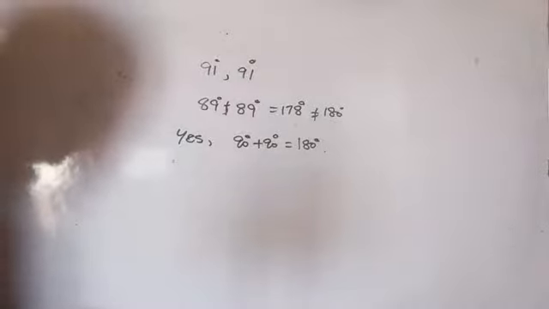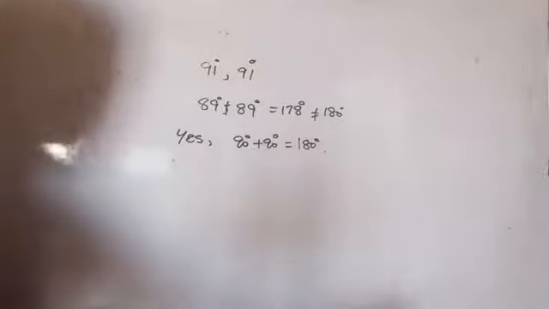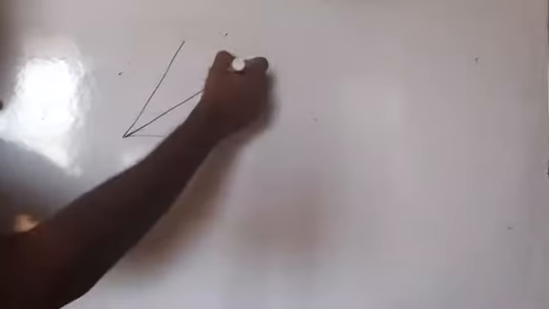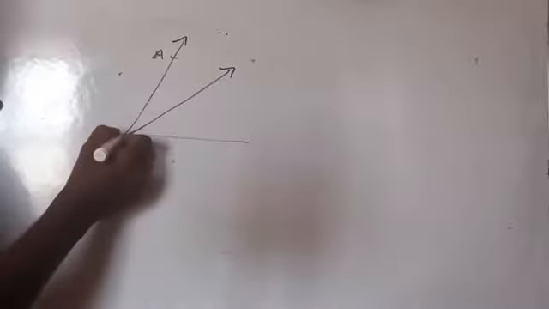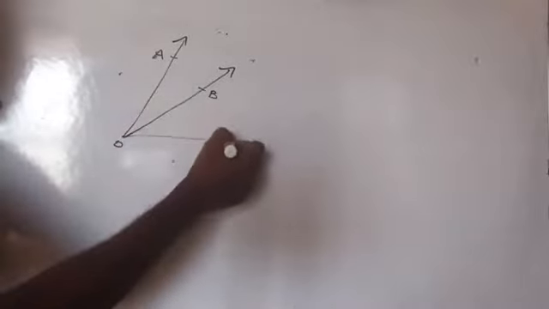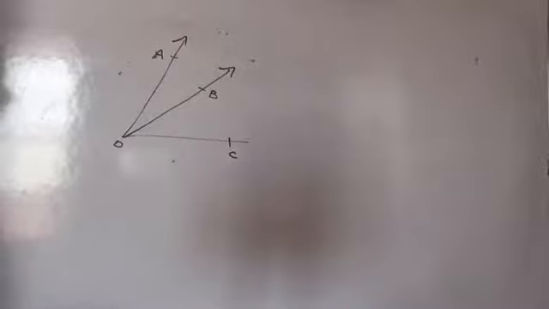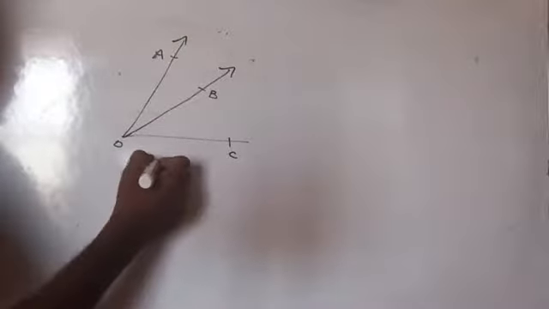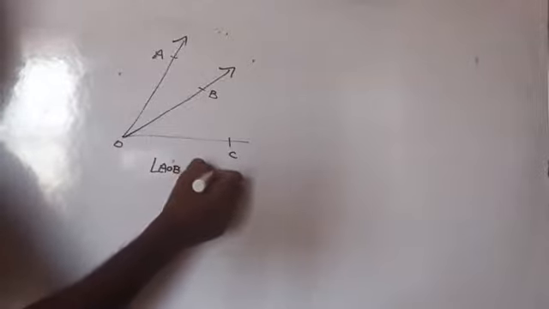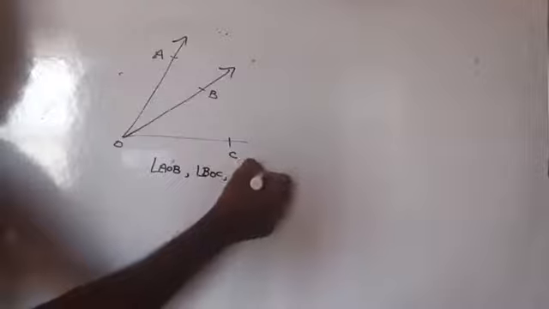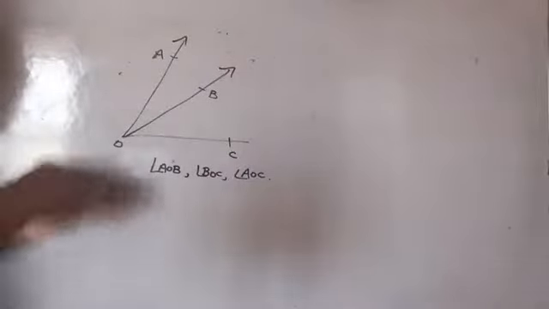Then after that, dear, adjacent angles you can find. Adjacent angles means what? It's very simple. Suppose A, it's O, it's B, it is what? C. Right? Now how many angles we are having here? Three angles. What are they? AOB, BOC and AOC.